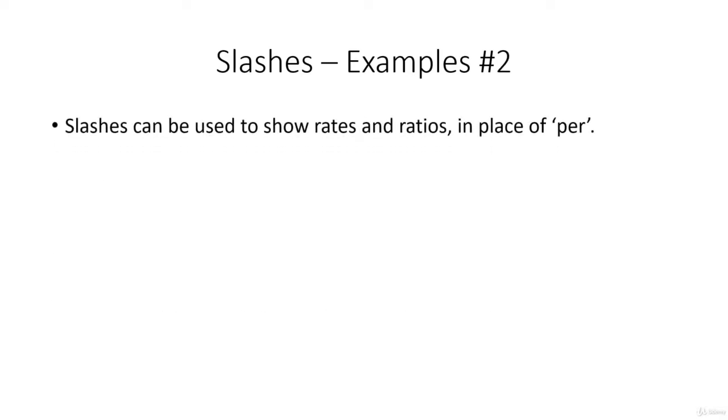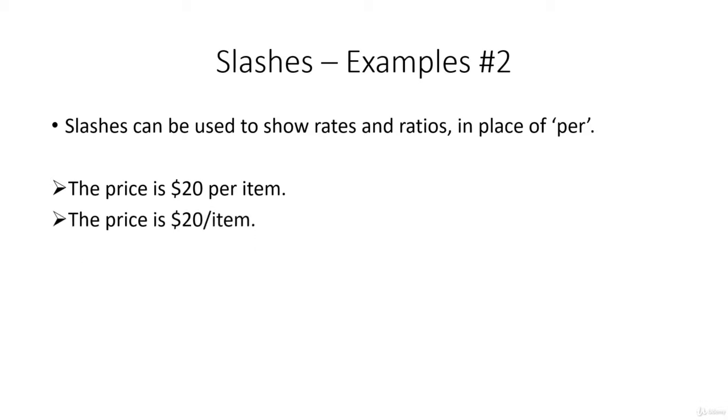Slash is also used to show rates and ratios in place of "per". For example, the price is $20 per item. Or we write it, the price is $20/item, but with a slash. And again, no space. It's just a written abbreviation, we still say it the same.